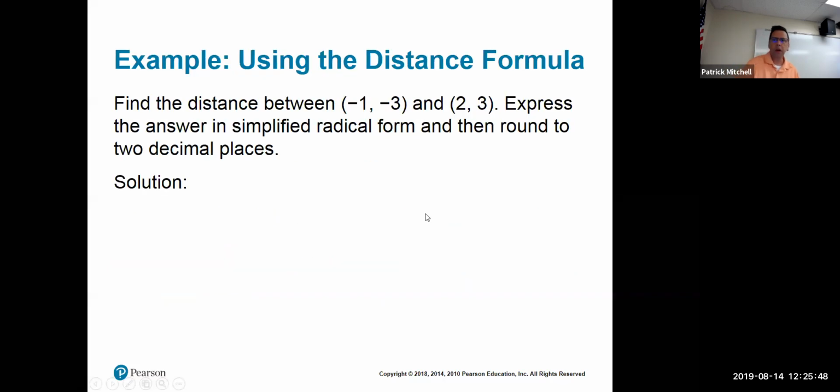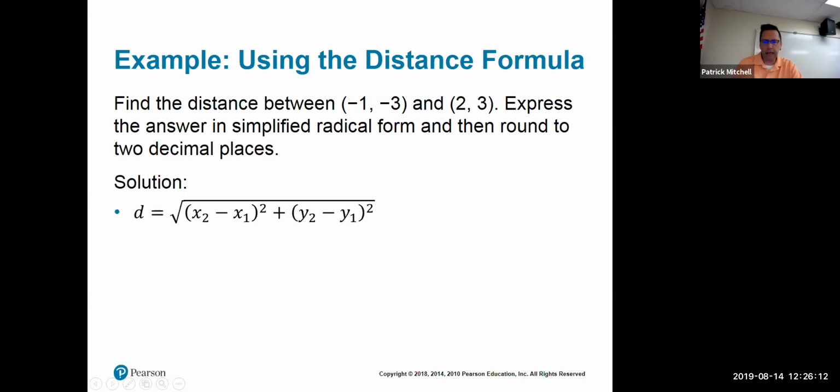There we go. So they want me to find the distance between the points (-1, -3) and (2, 3), and they want me to write the answer in two different ways. First by writing it as a simplified radical, and then by using the calculator and rounding it to 2 decimal places. Okay. So remember, the formula is d equals the square root of the difference in the x's squared plus the difference in the y's squared.